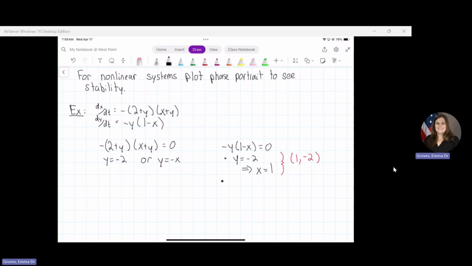And then I'm going to look at when y equals negative x. So we're going to look at when y equals negative x. I'm going to substitute negative x in for y in that equation. So I get x times (1 minus x) equals 0. So I get two values: x equals 0, and I also get x equals 1.